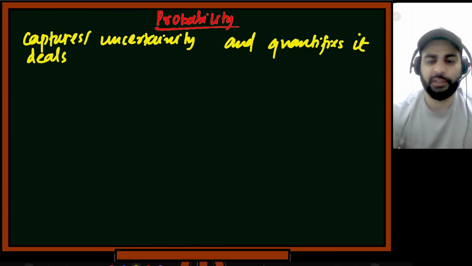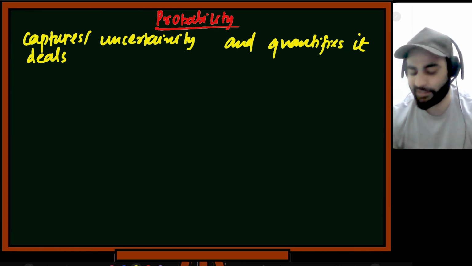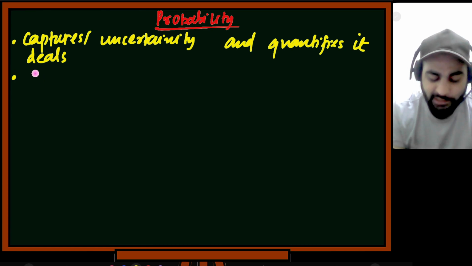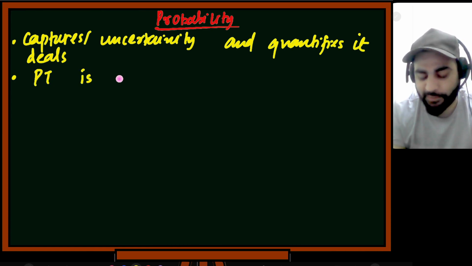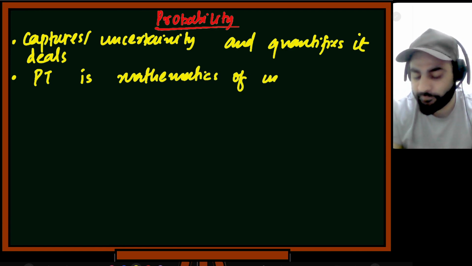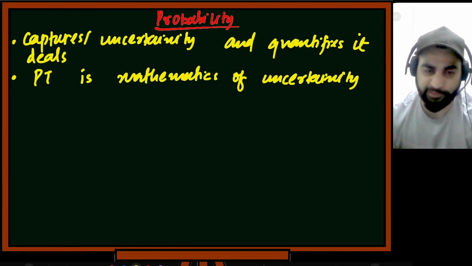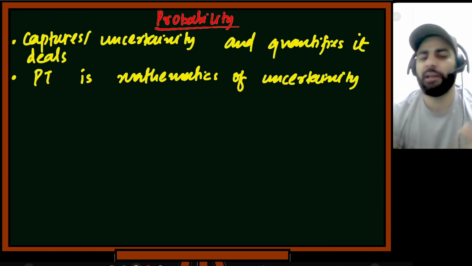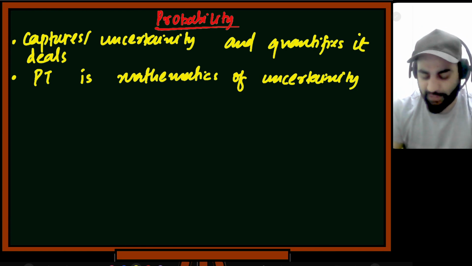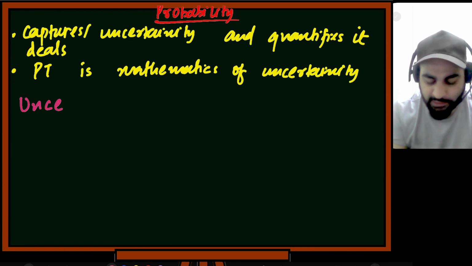Okay, so in short, I can say probability theory is the mathematics of uncertainty. I hope this is clear. Now let's see, is uncertainty normal? That's the first thing I want you to focus on: uncertainty.